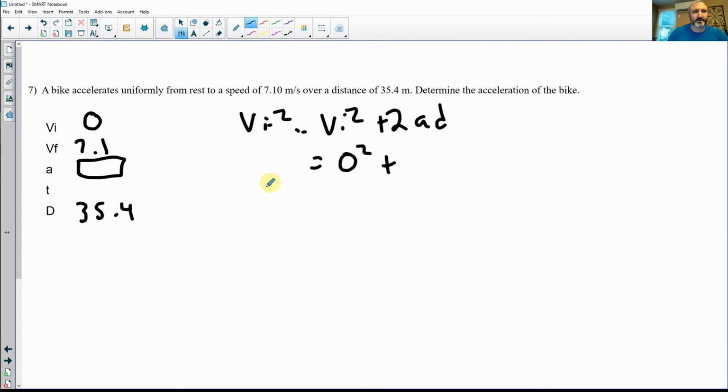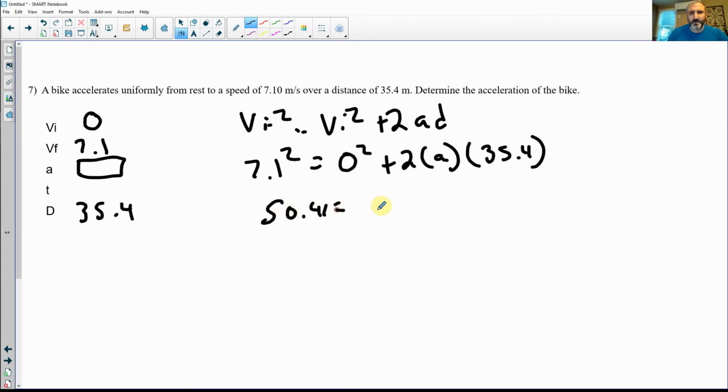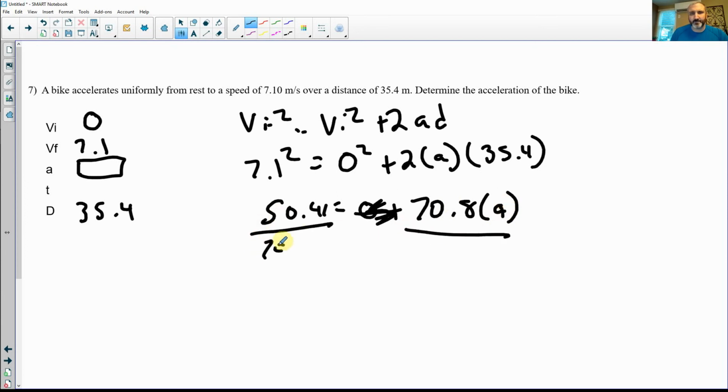Give me my eraser. VF is not 35.4, it's 7.1. So 7.1 squared equals 0 plus 2 times A, which is what we're looking for, times 35.4. 7.1 squared is 50.41. That's going to equal 0 plus 2 times 35.4, which is 70.8 times A. That's going to go away. So now we're left with 50.41 equals 70.8 times A. Divide both sides by 70.8.